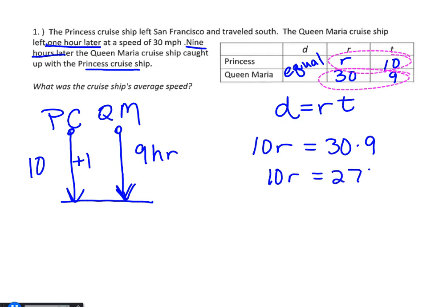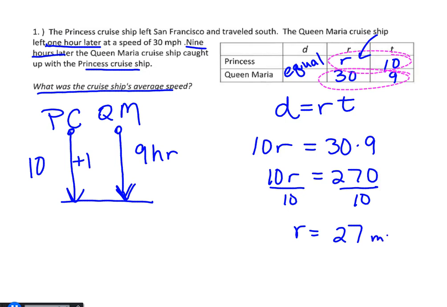10R equals 270. So R is equal to 27. Now what was R? If we go back and look, R was the rate of the Princess, and that's what the question asked. What was the cruise ship's speed? And so it was 27 miles per hour.